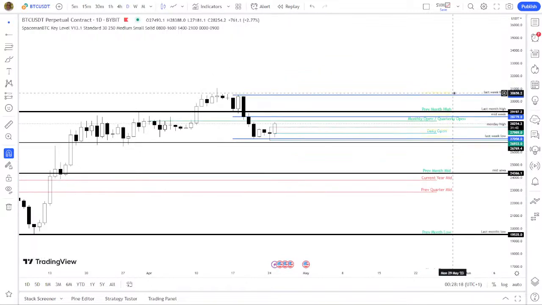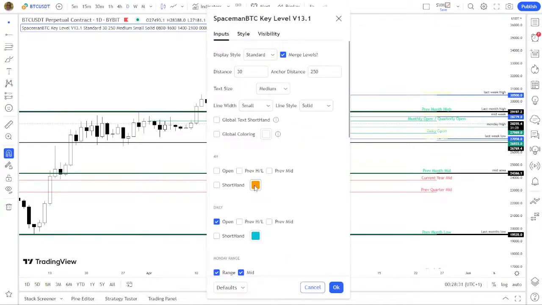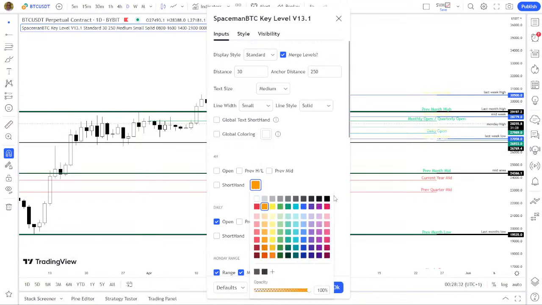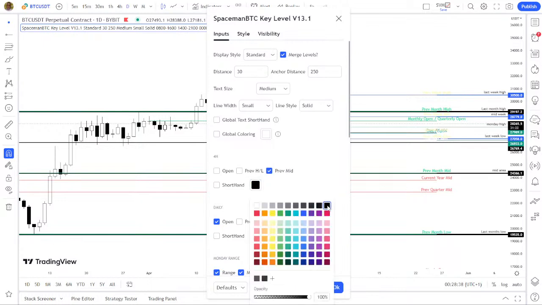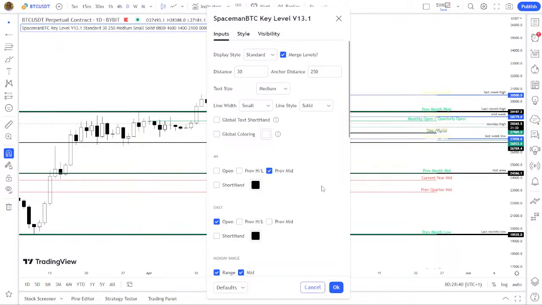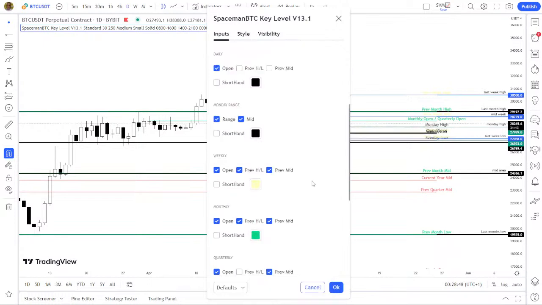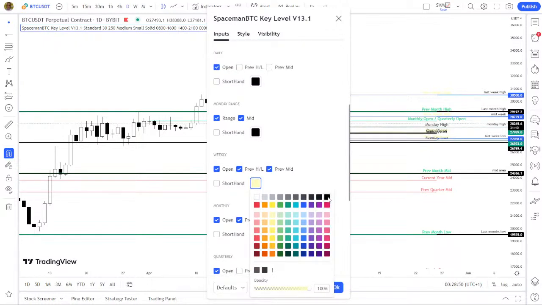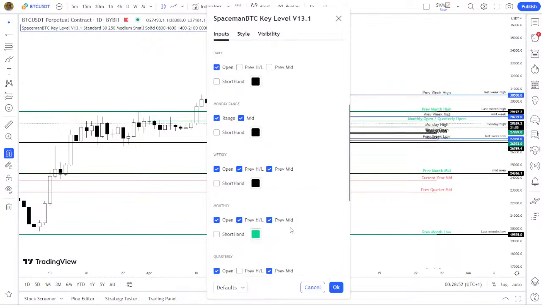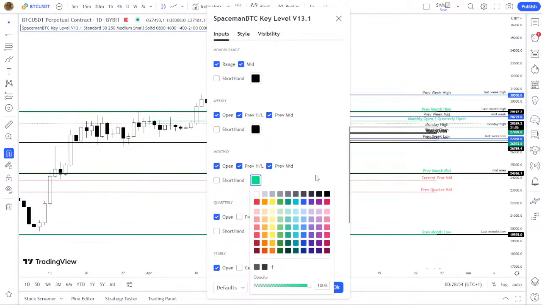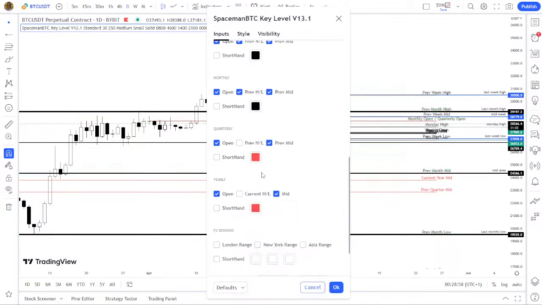See, previous months. Let me change the color so you guys can see it. You can change the color too. When you click on settings, in the inputs, change the color, change this one to black. You can change everything to black or any preferred color you want. For me, I like using black. So change everything to black, and you can just play around with it and use whatever you like.